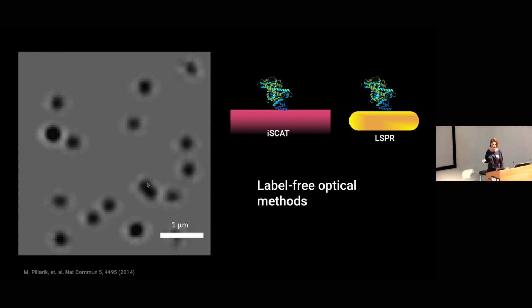So these drawbacks have been the driving force for the development of so-called label-free optical methods, like iSCAT or localized surface plasmon resonance, which actually managed to visualize single binding events or single molecules. But these methods image biomolecules that are bound to a surface. And for many biological processes, attaching or anchoring the molecule to the surface is not the native state. So again, anchoring a molecule to a surface can lead to undesirable modification.